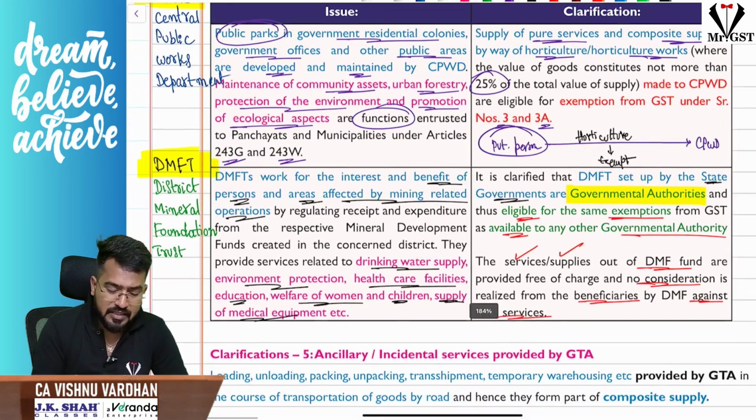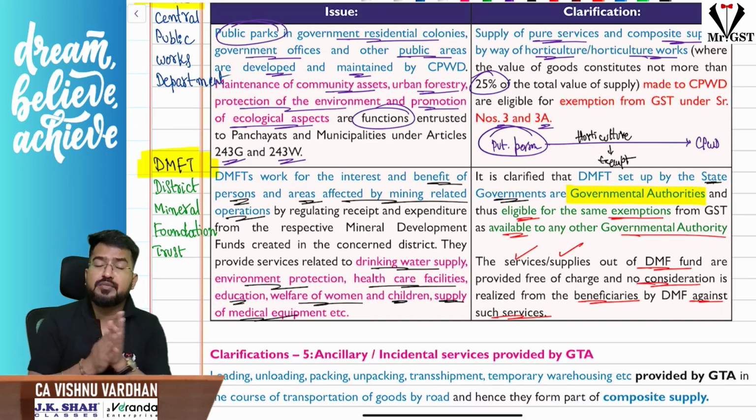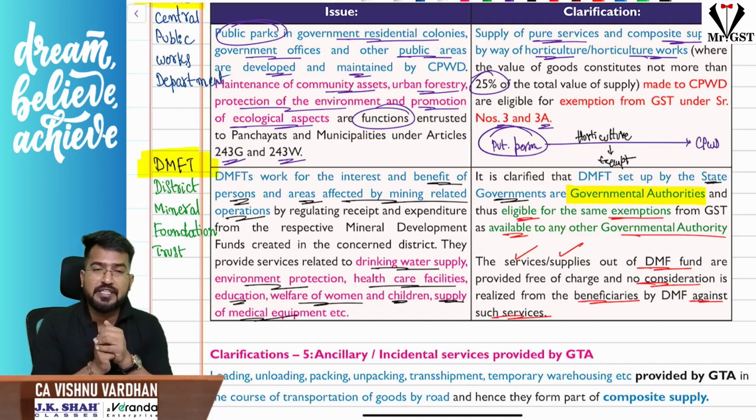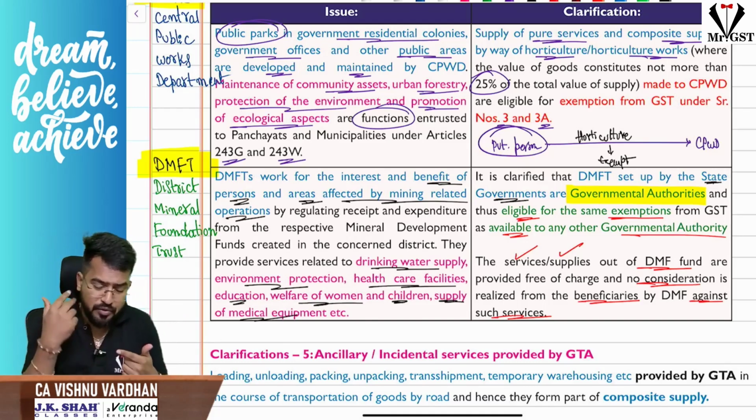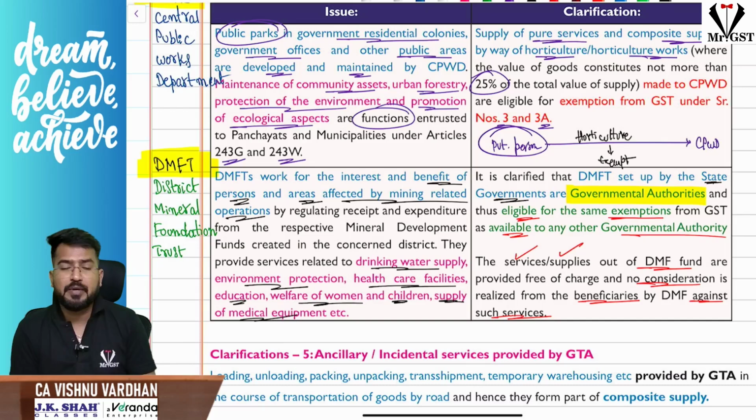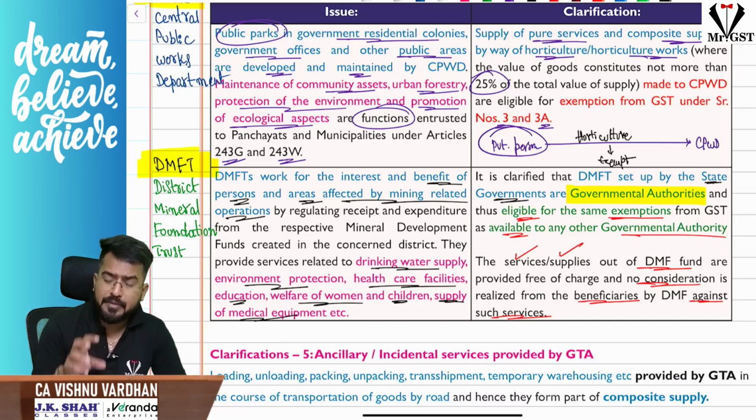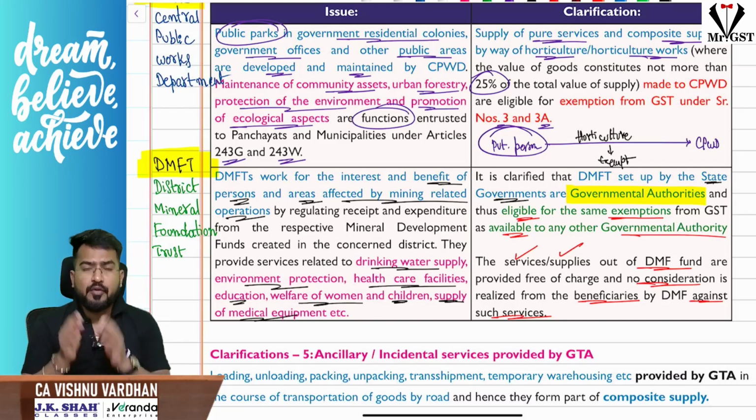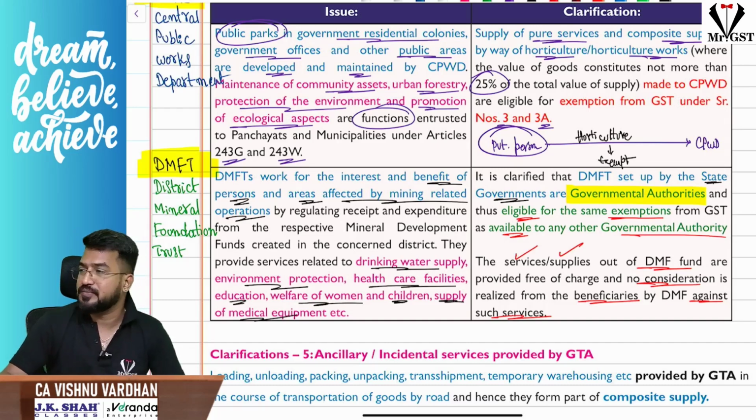The next one is the District Mineral Foundation Trust, which undertakes the complete responsibility of the people residing in areas affected by mining operations. For those people, regarding health, education, welfare of women and children, supply of medical equipment, all these things are provided by these entities. And please understand, these DMFTs are established by state governments and they are very much governmental authorities. Whatever exemptions are available to government authorities are equally applicable to the DMFT. That is another clarification.